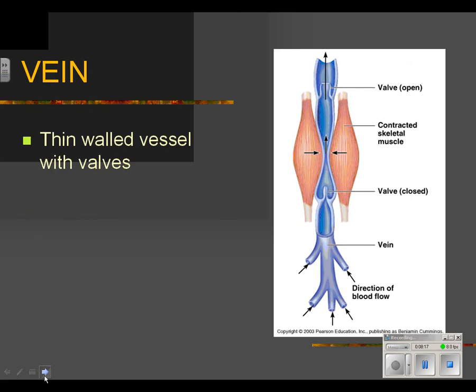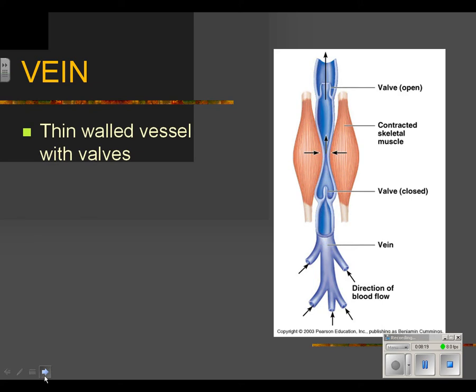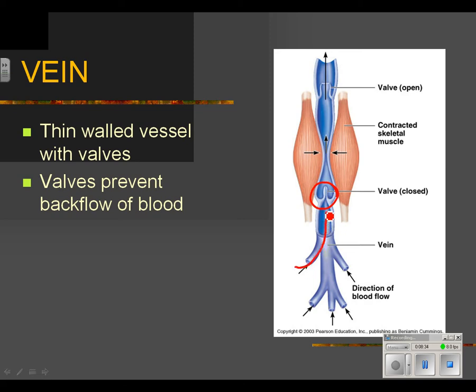Veins. Veins are interesting because first of all, they're very thin-walled, and they have valves in them. The valves help prevent blood from backflowing. So in other words, here comes blood. As the heart pumps, it gets pushed through, and then it falls back. And you're like, why in the world would it fall back?